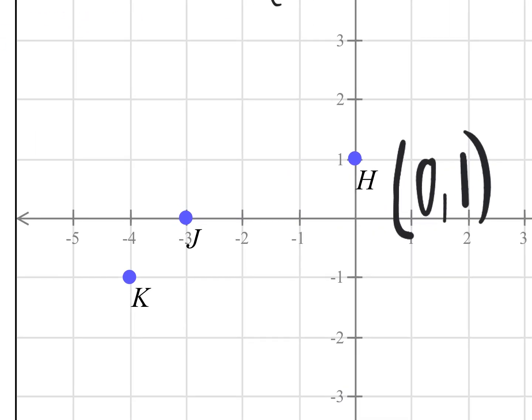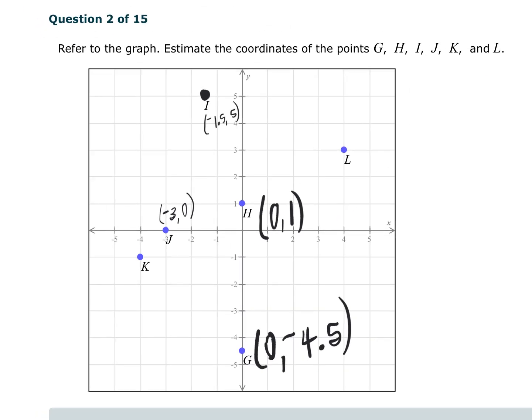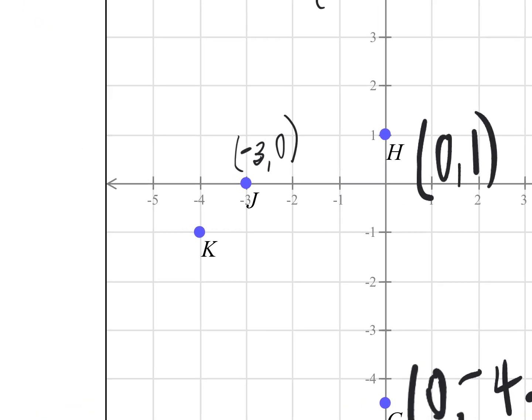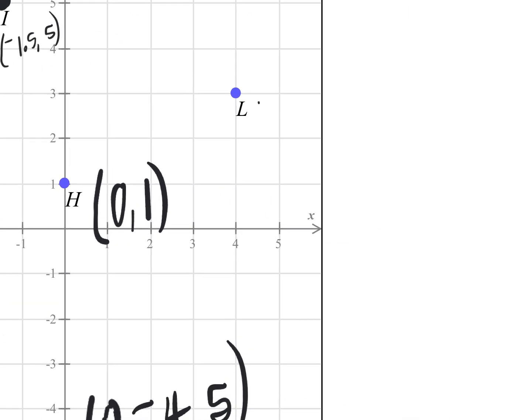J, we go left and right first. So we go to the left, -3, and up and down, we do not move up and down. So we're going to call that 0 for our y value. K, we move left 4 units, so -4, and we go down 1 unit, and so we'll call that -1. And left and right, we go to the right side 4 units, and we go up 3 units.